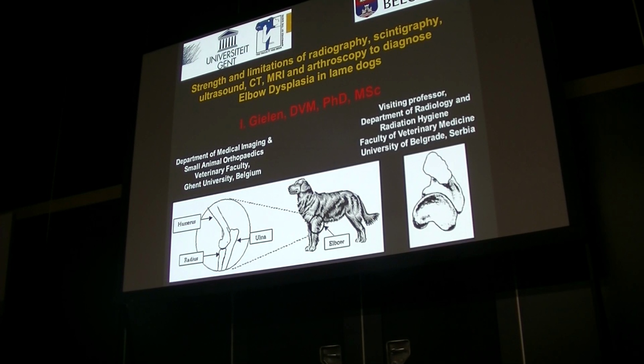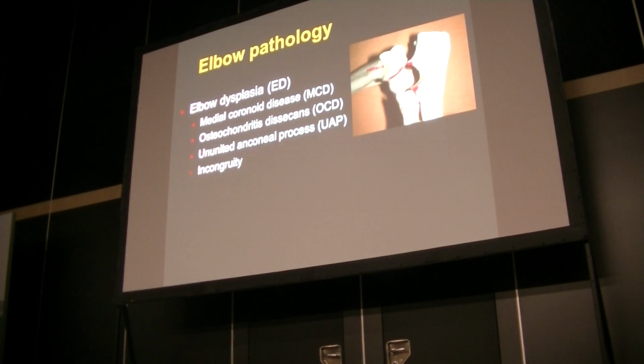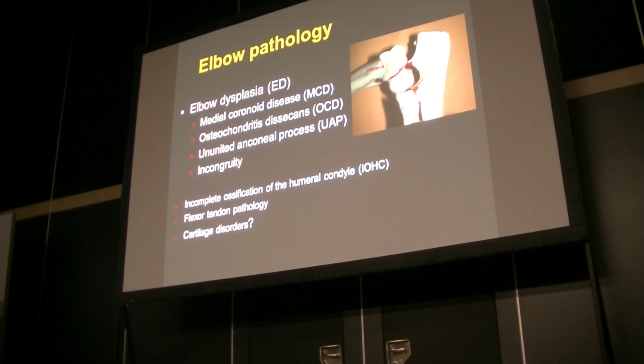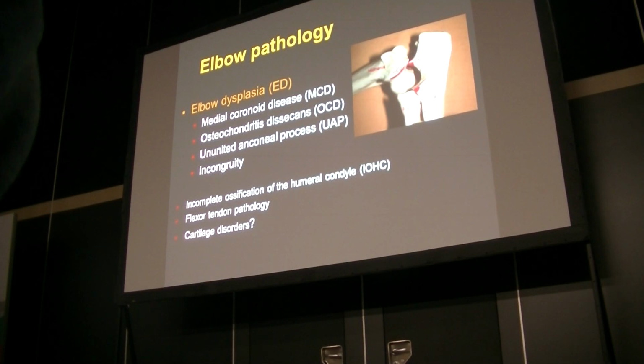So we will start with the first presentation, which is about the strengths and the limitations of the different image modalities as we see here in diagnosing elbow dysplasia in dogs. If we talk about elbow pathology in general, a lot of pathologies are listed here, and the major group is the group of the elbow dysplasia, which contains medial coronoid disease, OCD, the UAP, and the cases suffering of incongruity. We know that the majority of dogs is presented with MCD, medial coronoid disease.